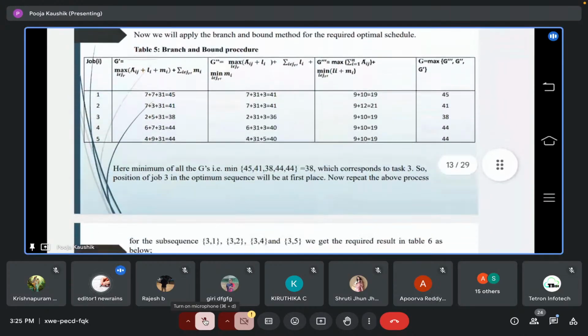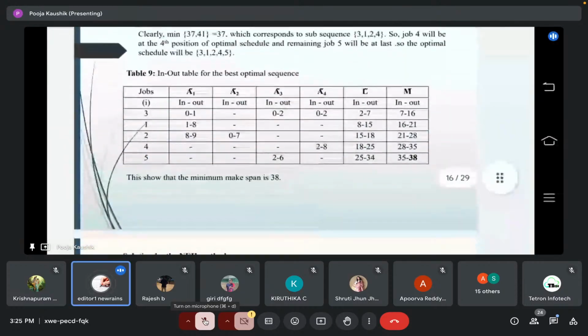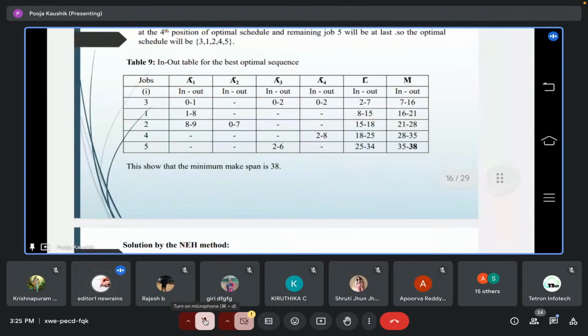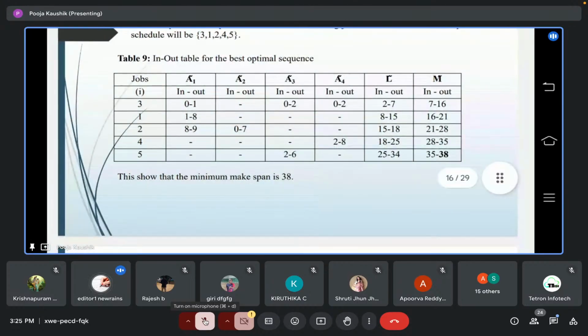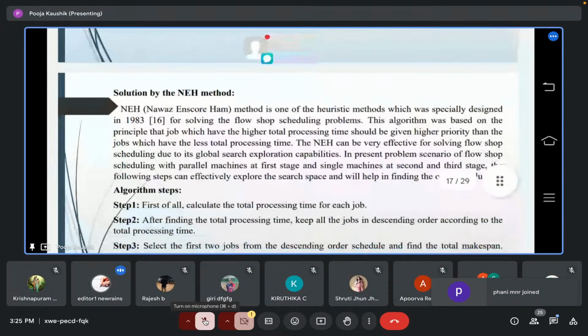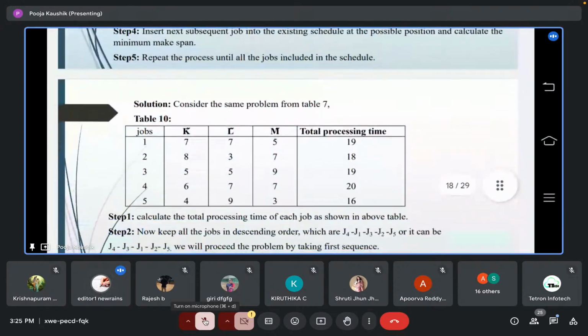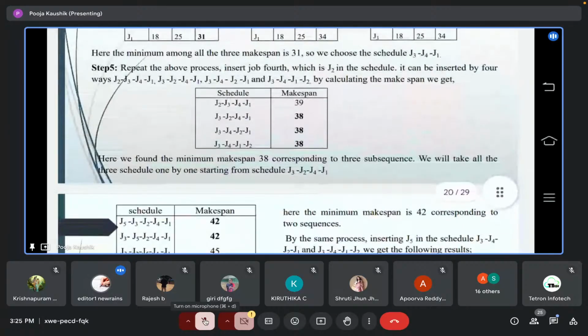This is the procedure, ma'am, I have adopted to solve the problem. And in the end, it comes out as given in Table 9 for the best optimal sequence. Here the minimum makespan comes out to be 38. And I have solved the problem using other methods, the NEH method and the Campbell method.